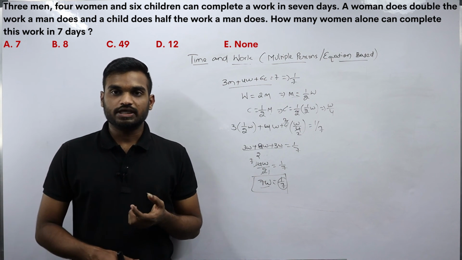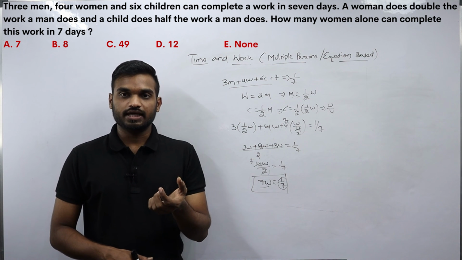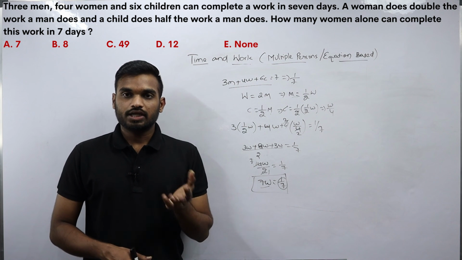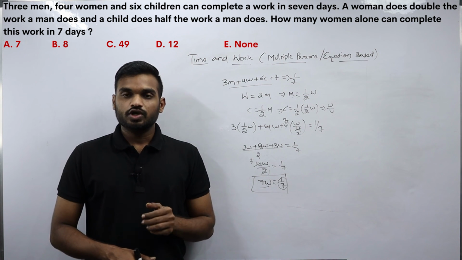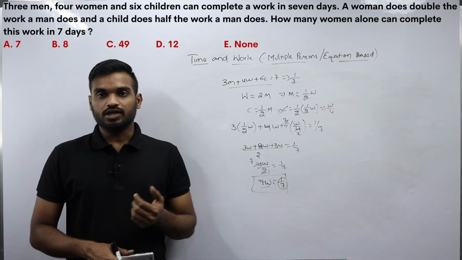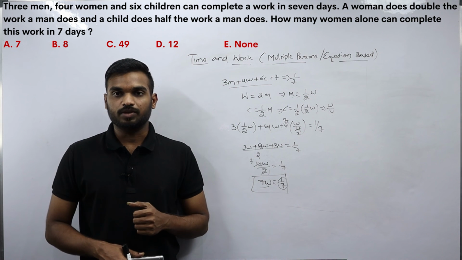The only thing you need to consider here is to read the question carefully, whether the given data is in the form of efficiency or total work done. And also you need to convert the data into the equation. If you are able to convert the data into equation, you can simply substitute the values and find out the efficiency and the time taken for them to complete the job.